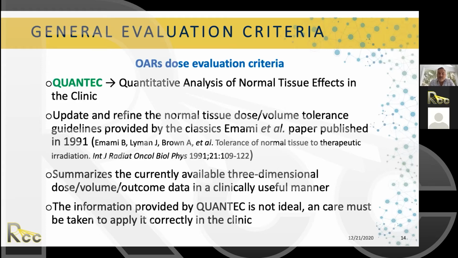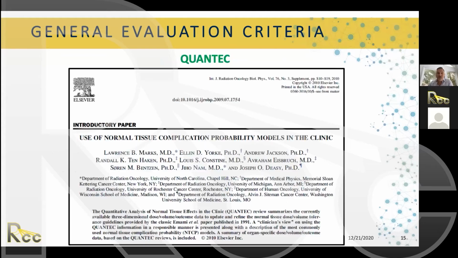That's very important to know, that everything is based on dose volume and outcomes too. The information provided by QUANTEC is not ideal, and care must be taken to apply it correctly in the clinic. As I said before, every time that you use a constraint, you need to make decisions globally with the radiation oncologists, physicists, everybody who is involved in the treatment of a patient, and other institutions' experience too. But you need to be very careful how you apply it, because certain things might not be okay, depending on what you're doing. So the document, here's a copy of the first page.